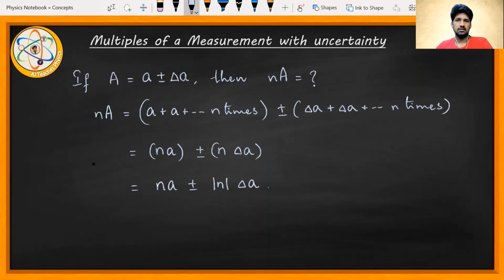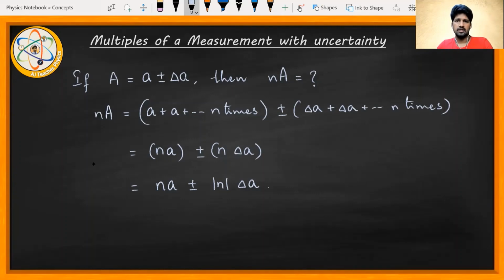Now one interesting thing you can note here is that n could be any real number. It could be a positive integer, it could be a negative integer, it could be a decimal value, it could be a fraction, a square root, a cube root, whatever it is. The result is true in general. It is mathematically proven and you can use it. So if a measurement is multiplied by a value n, its true value gets multiplied by n itself, and its uncertainty gets multiplied by the modulus of n.